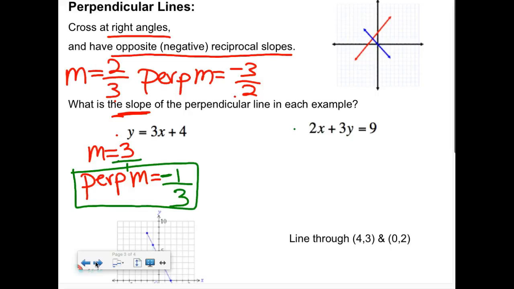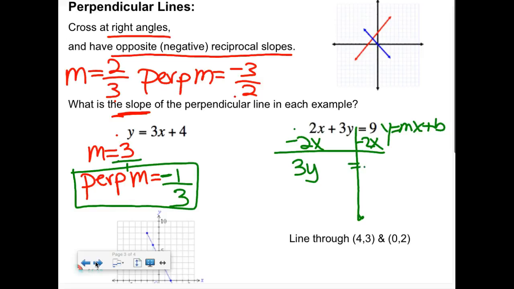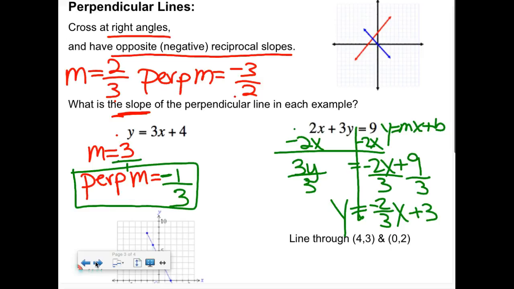This one here, this 2x plus 3y equals 9, they are starting off in standard form. So again, to know the slope, I have to put it into y equals mx plus b to know my slope. So I have to make this equation look like that. So I'm going to minus 2x on both sides, minus 2x. I now have 3y equals negative 2x plus 9. I'm going to divide everything by 3. So now my equation is y equals negative 2/3 x plus 3.